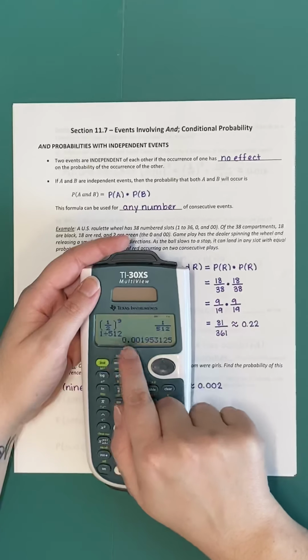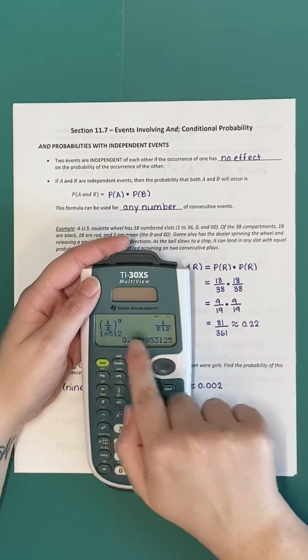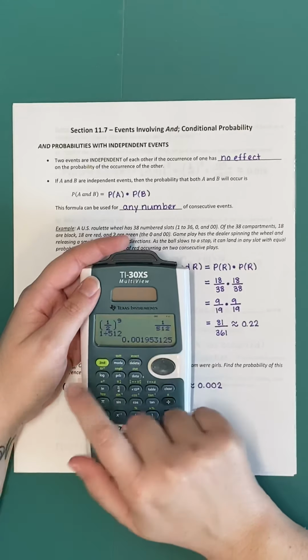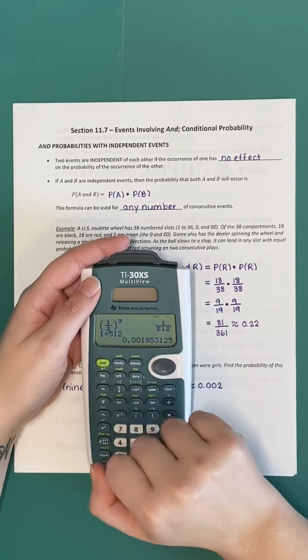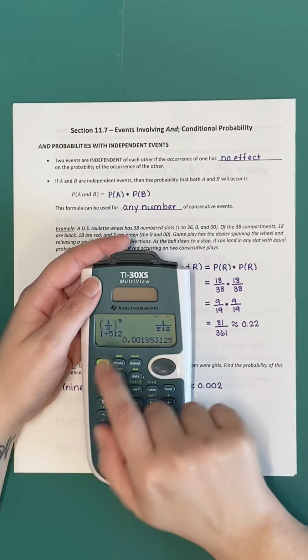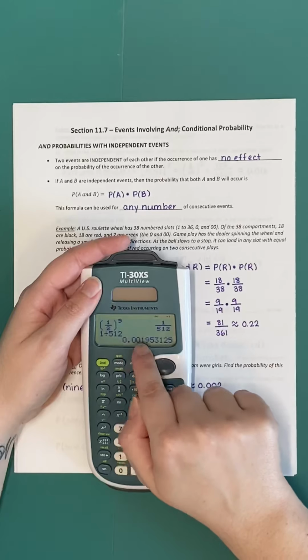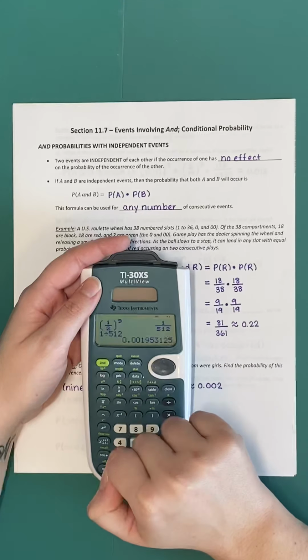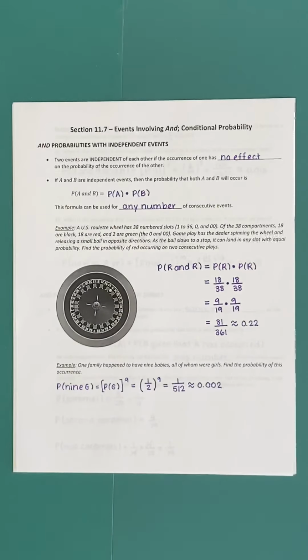So that's tenths, hundredths, thousandths. So that's less than 1% of the time. So about every 2, tenths, hundredths, thousandths, about every 2 out of 1,000 times, you end up with a family with 9 girls. Now, as with the situation with roulette, what about any other occurrence?